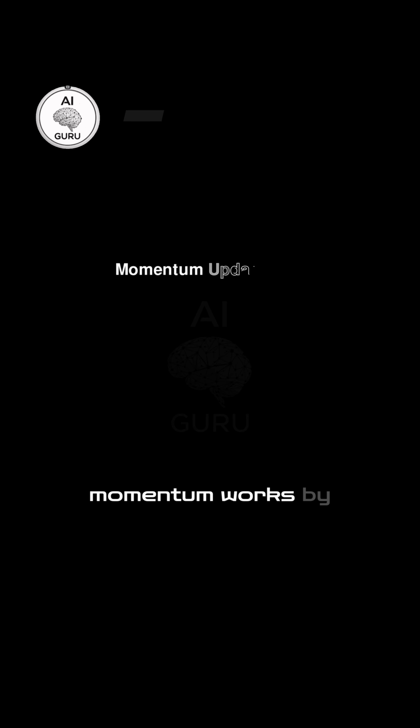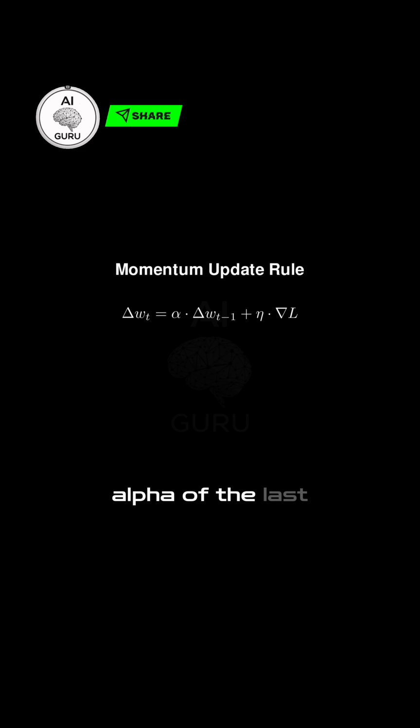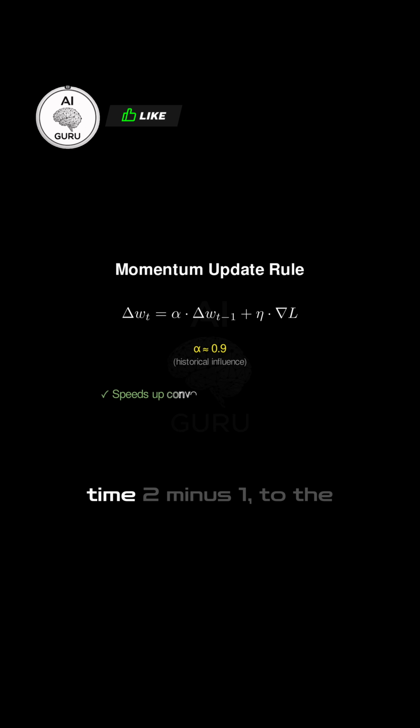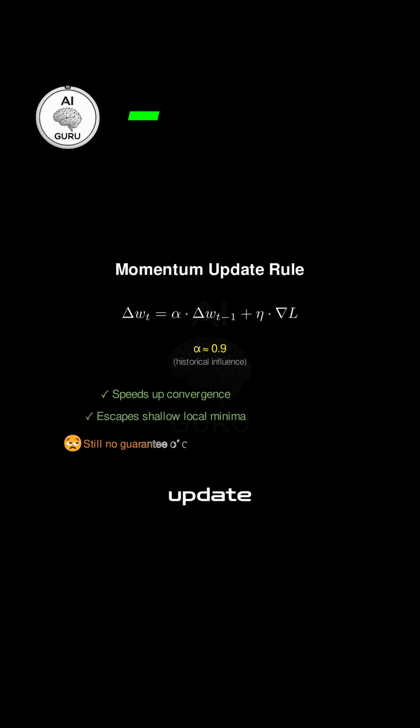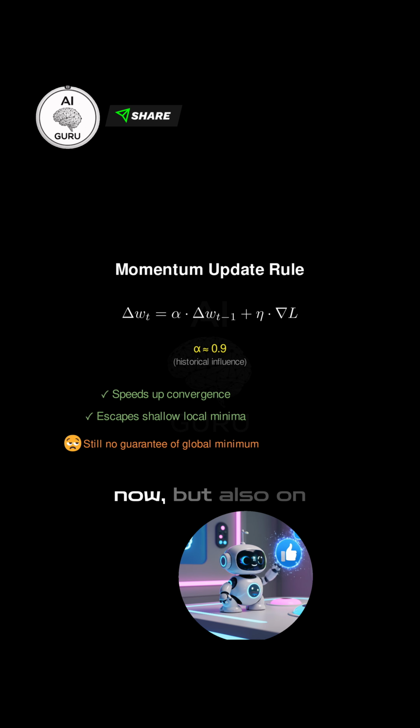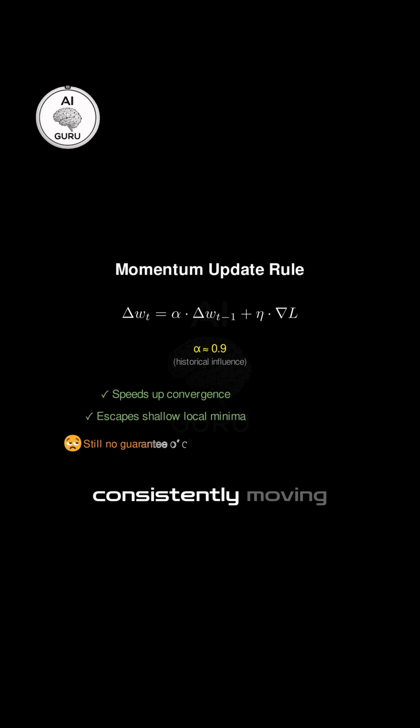Mathematically, momentum works by adding a percentage alpha of the last movement, delta W at time t minus 1, to the current weight update. The current direction of movement isn't just based on the steepness right now, but also on where the algorithm has been consistently moving. So if the gradients are all pointing in the same general direction, momentum builds up and it amplifies the movement.